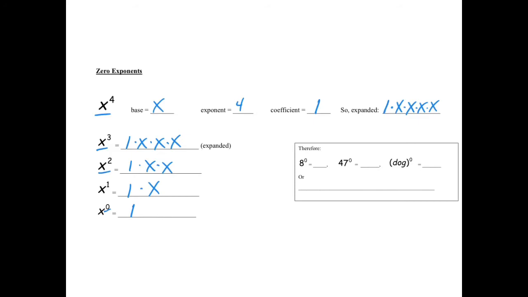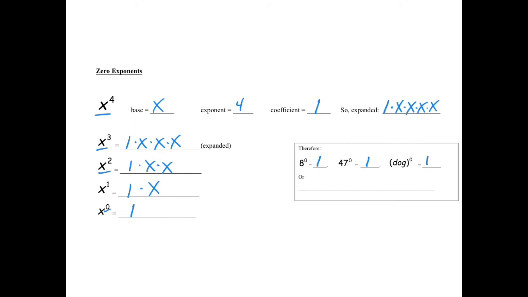All right. That also means if we look over at the three examples to the right, we have 8 to the 0. Well, that means we would write down the 1 followed by writing down the 8 0 times. So it's simply 1. 47 to the 0, start with our 1 and write down 47 0 times. So 47 to the 0 is 1. And finally, dog to the 0, because you know you love your animals, we'll write our coefficient of 1, followed by the word dog 0 times, so therefore dog to the 0 is 1.